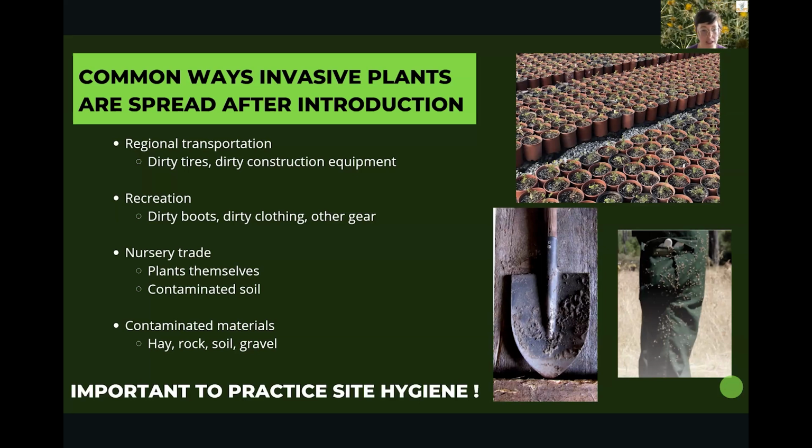If you've got dirty hiking boots, dirty clothing, dirty mountain biking tires, dirty off-road vehicle tires, that can spread weeds and soil disease from place to place as well. In the nursery trade, the plants themselves can be invasive. It is not illegal to sell things like Scotch broom and English ivy in nurseries. You can go to Home Depot and buy some right now.